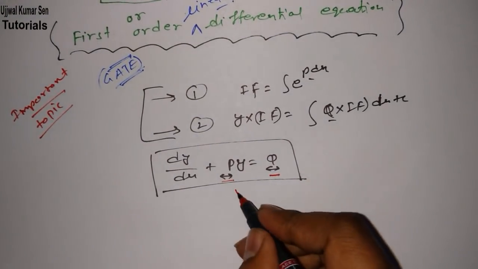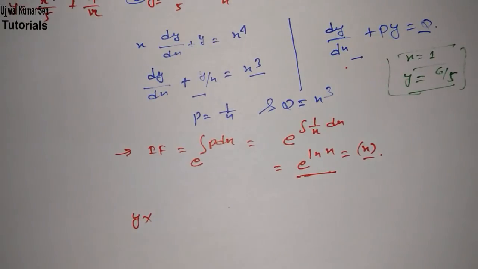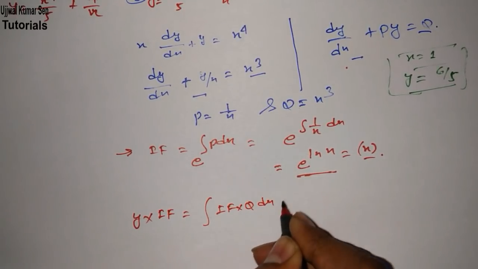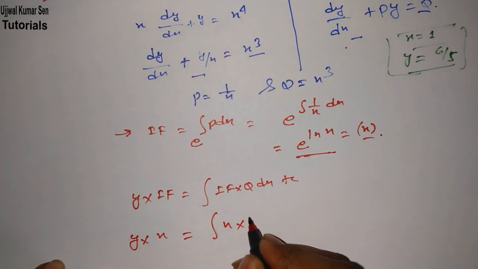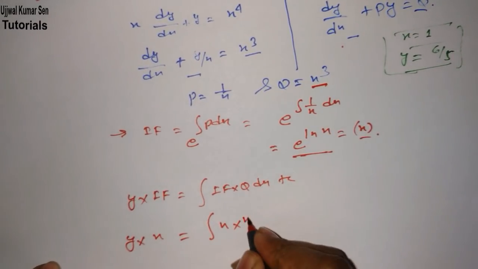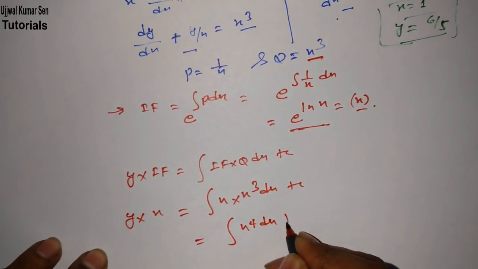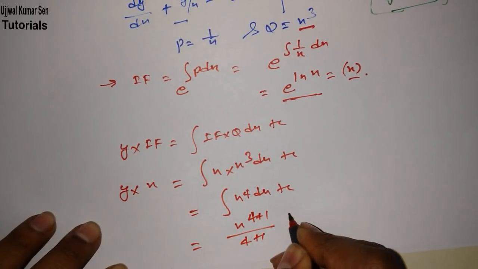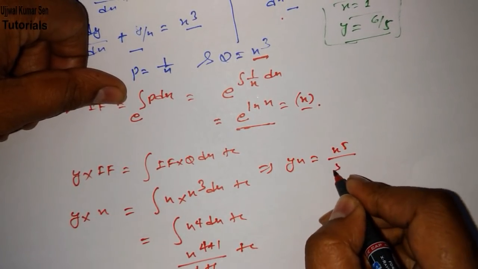So what we have implemented first, this one, then we have implemented this one. Now we are going to implement this one. So this is y multiplied by the integrating factor equals the integral of the integrating factor multiplied by q dx plus c. Now y multiplied by the integrating factor is yx, and x multiplied by q, what we do, is x cube dx plus c. Now it's x to the power 4 dx plus c. So after integration, what will we get, x to the power 5 by 5 plus c. So we can say yx is equal to x to the power 5 by 5 plus c.